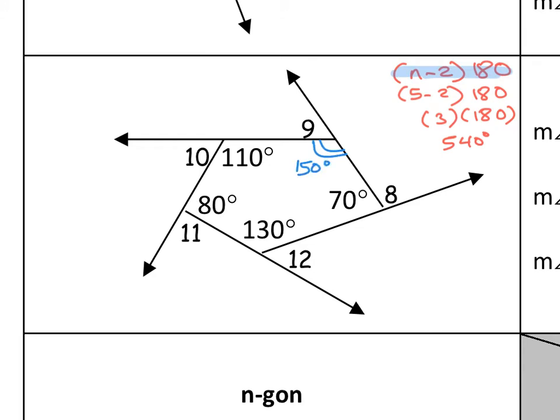Now, to find the exterior angles, you just use the rule that the interior plus the exterior angle add up to give you 180. So if this is 150, angle 9 is going to be 30. If this is 110, angle 10 is going to be 70 degrees because they add up to give you 180. If this is 80, then 11 is going to be 100. If this is 70, then angle 8 is going to be 110. And if this is 130, angle 12 is going to be 50 degrees.